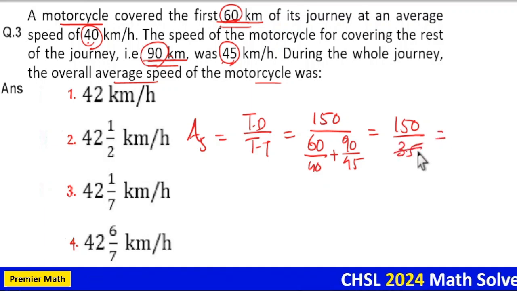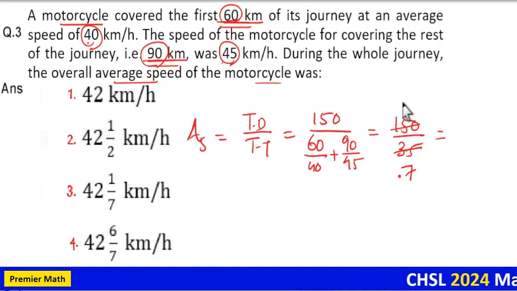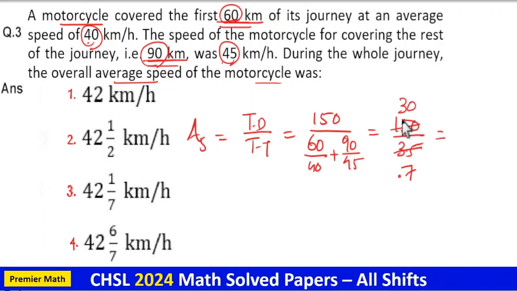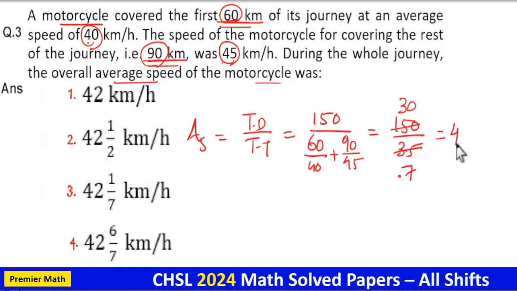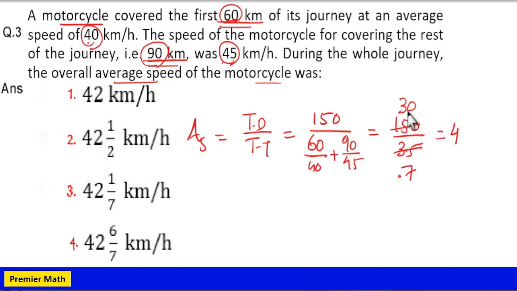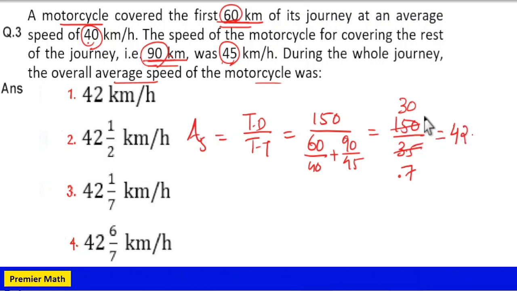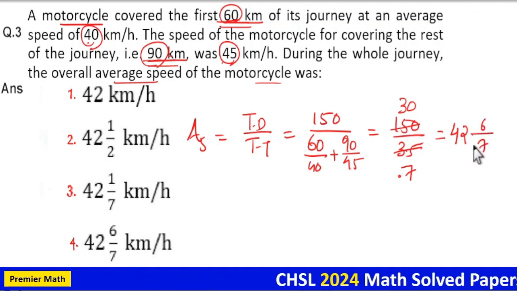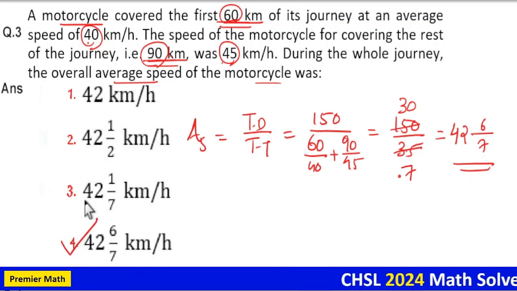Here 5 goes 7 times in 35, so 0.7 times in 3.5. 5 goes 30 times in 150. This is 300 by 7. 7 goes 4 times in 30, remaining 2. So 7 goes 2 times in 20, remaining 6. So 6 by 7, that is 42 and 6 by 7. Option 4 is your answer.